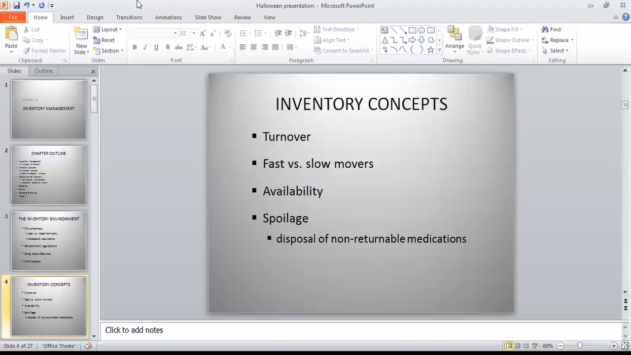Spoilage in the pharmacy is a little different than in, say, a grocery store. Spoilage means based on the dating of the product. Pharmaceutical products generally don't go off as you might expect something like tomatoes to do in the grocery store. But what they do is become outdated.